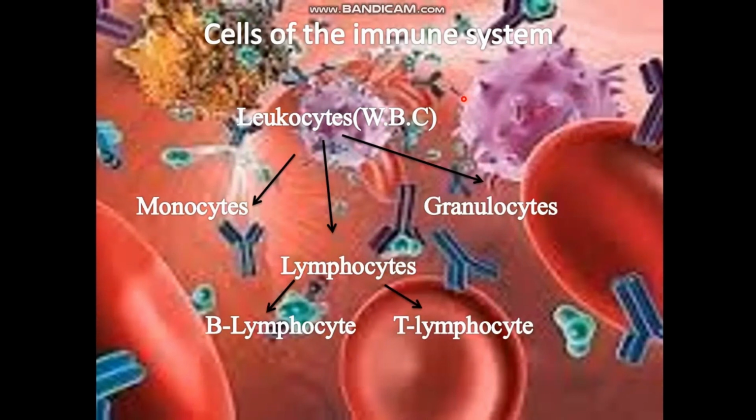So the cells of the immune system, leukocytes, white blood cells, we call them the immune cells because these cells are responsible for fighting bacteria, viruses, or any intruder that enters the body. White blood cells are monocytes, granulocytes, B lymphocyte, T lymphocyte. Okay, how can we distinguish between each cell? How can we know that this is a monocyte or a granulocyte or a lymphocyte?